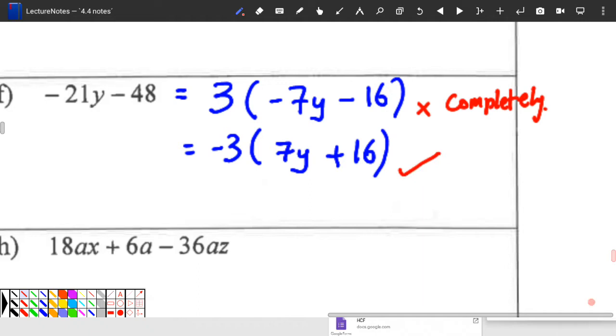Everyone clear? Now, another way to look at it, though I don't really like this way. Look at this 21. You can break it down into minus 3 times plus 7y, and this you can break down into minus 3 times plus 16. Do you see the minus 3 is common? So you can take it out. Can you follow? It's up to you. I personally prefer to just take out and then see what is left inside.